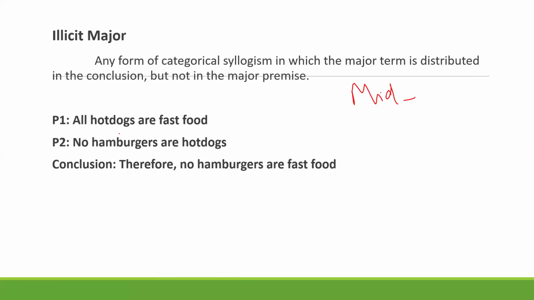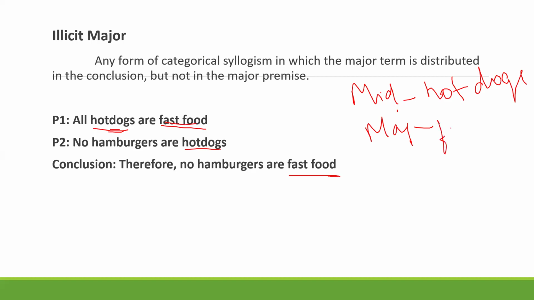First I said, all hot dogs are fast food. No hamburgers are hot dogs. So here, hot dogs is the common term in both premises, so hot dogs is the middle term. Now, what is the major term here? Apart from the middle term, we have fast food. Fast food will be the predicate term in the conclusion. So fast food is the major term.